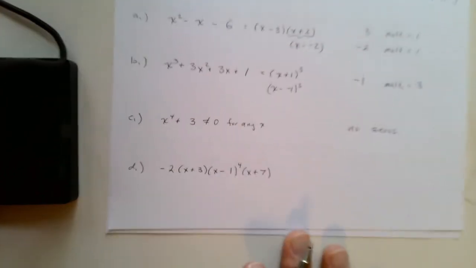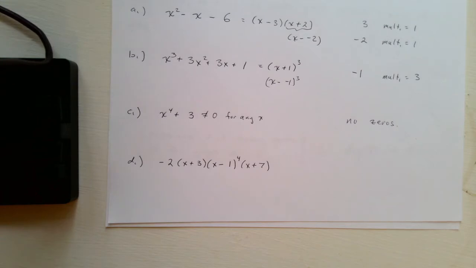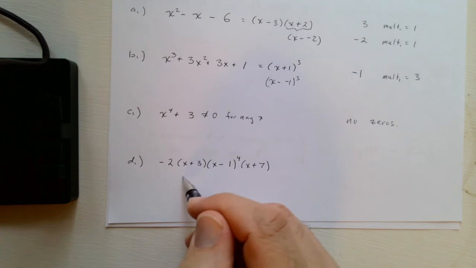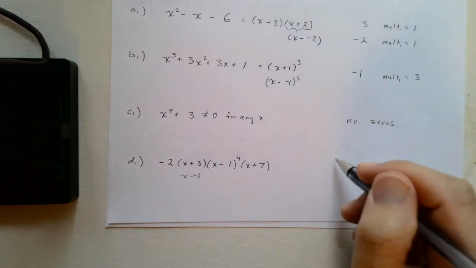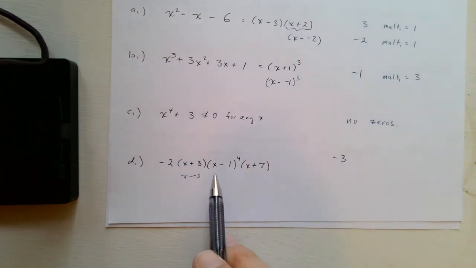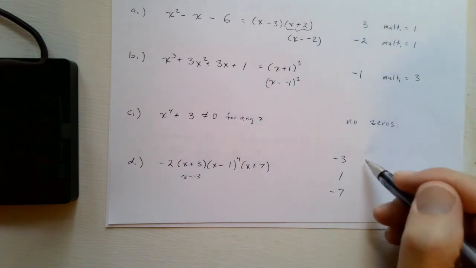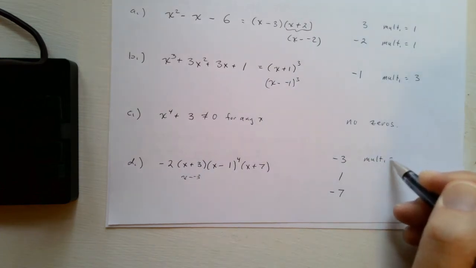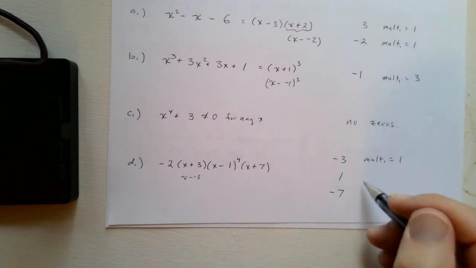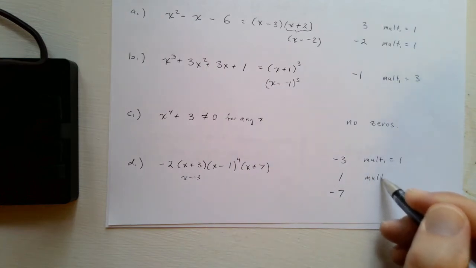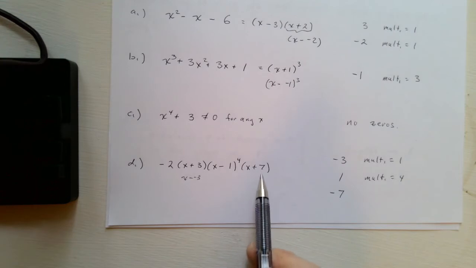And then in this last one, can you see what the zeros would be? We have an x plus 3. That's the same thing as x minus negative 3, so negative 3 is a 0. x minus 1 is a factor, so that means 1 is a 0. And x plus 7 is a factor, so negative 7 is a 0. x plus 3 occurs once. x minus 1 occurs 4 times. x plus 7 occurs once.